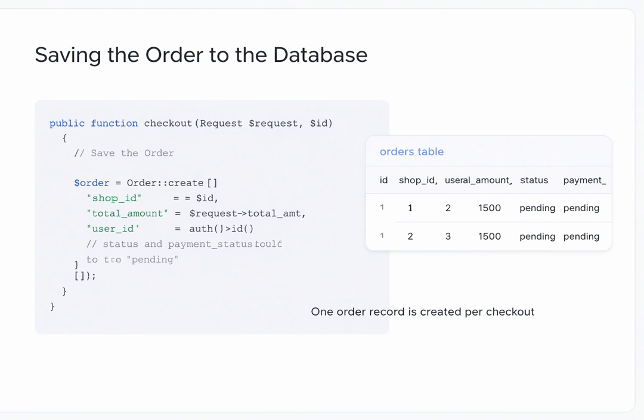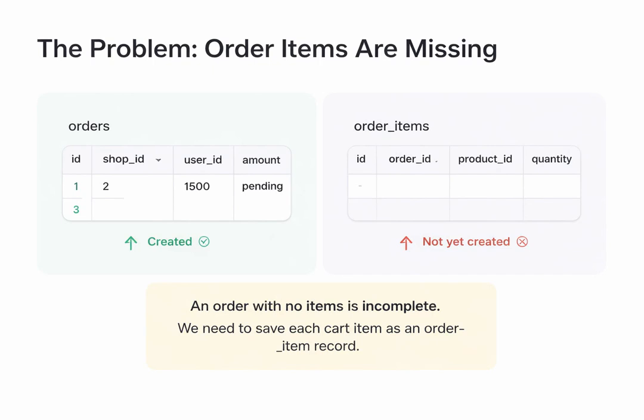This creates one clean row in the orders table, representing the overall order. But this is only half the story. The order record alone doesn't tell us which products were ordered. After saving the order, there's still a critical piece missing. The orders table only stores the summary: shop, user, total.